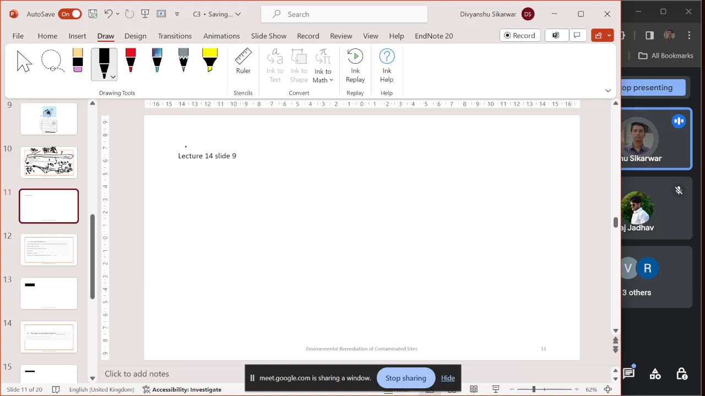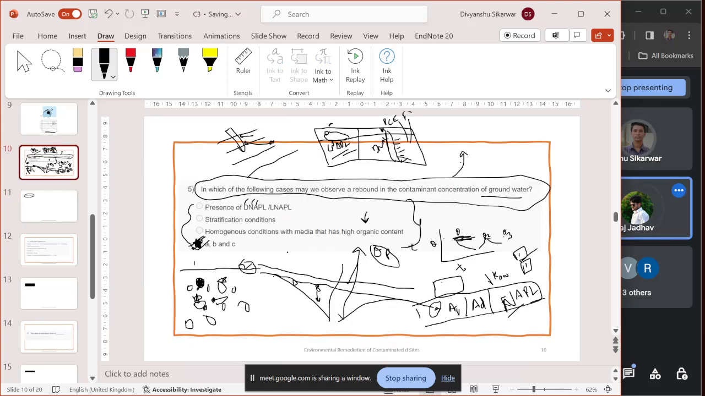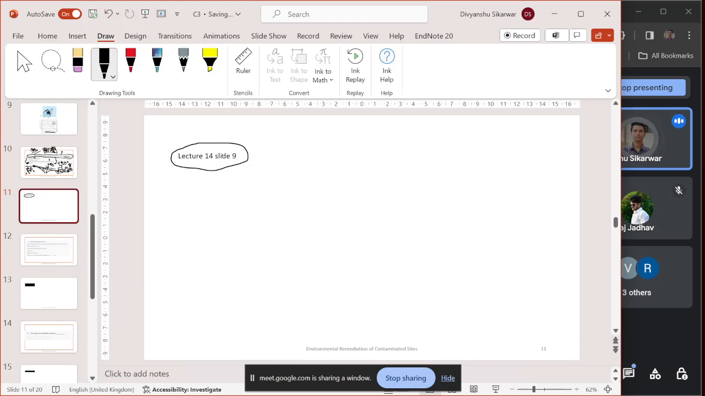This concept you can refer in lecture 14, slide 9 also. I have explained it almost, but if you want to further study, you can also refer slide 9, lecture 14.